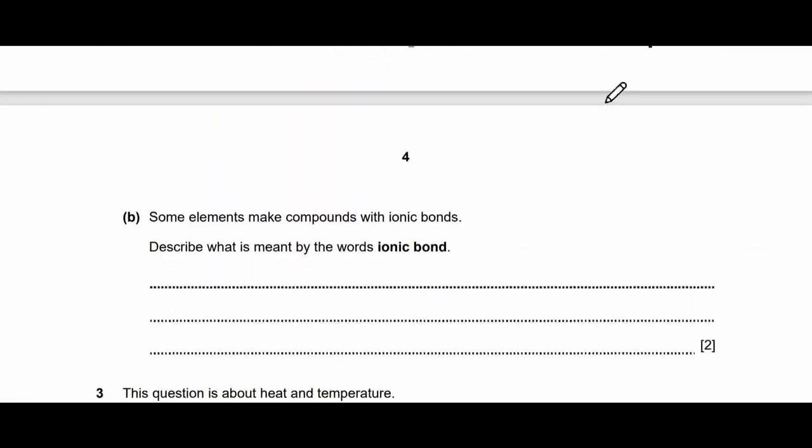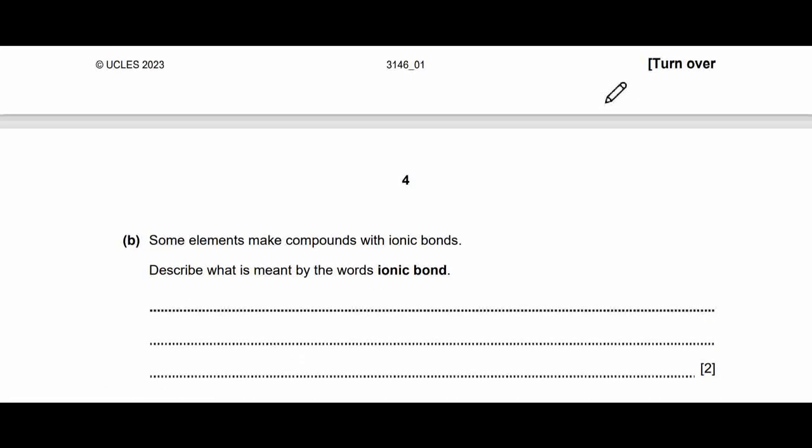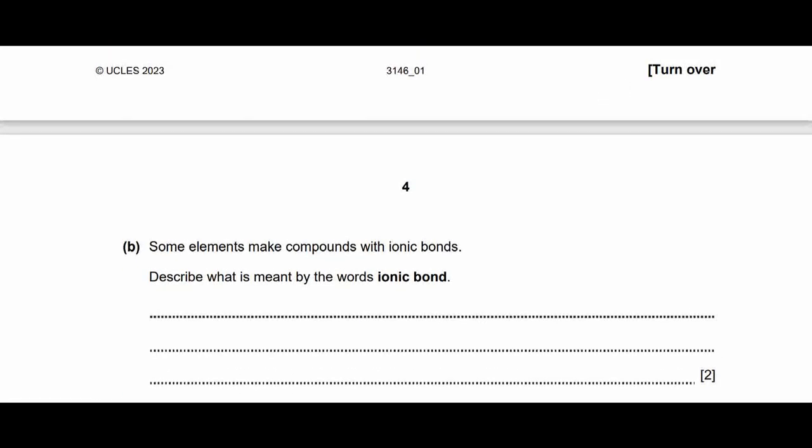Next, we are still in question 1, 2b. Alright, question 2b says some elements make compounds with ionic bonds. Describe what is meant by the word ionic bonds. 10 seconds.